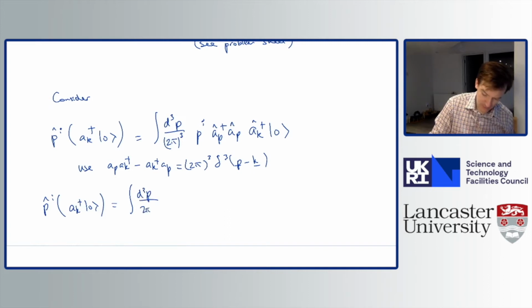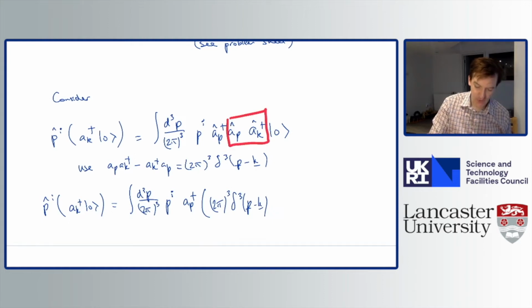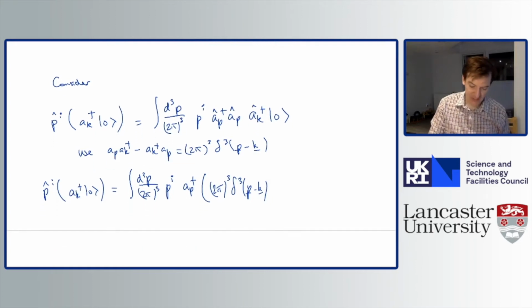So we've got all of these factors as before, and then we're going to have an a_p dagger, and it's the final two in our expression above. So in other words, these two that we're going to replace with our commutation relation. Okay. We do that, this is the expression that we get.